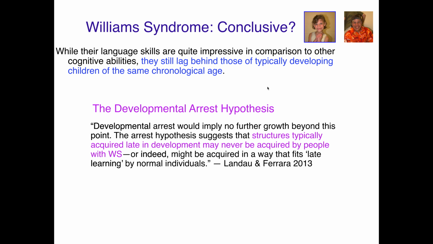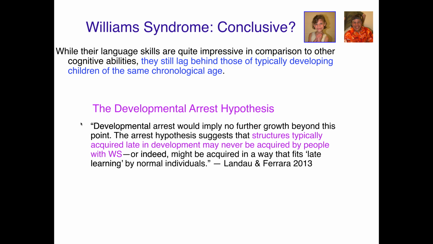So the developmental arrest hypothesis was something that was put forward to explain what may be going on with the development of language in Williams syndrome individuals, right? One of the main things that we know is their language skills seem really impressive in comparison to their other cognitive abilities, but they still lag behind the language skills of typically developing children of the same chronological age.